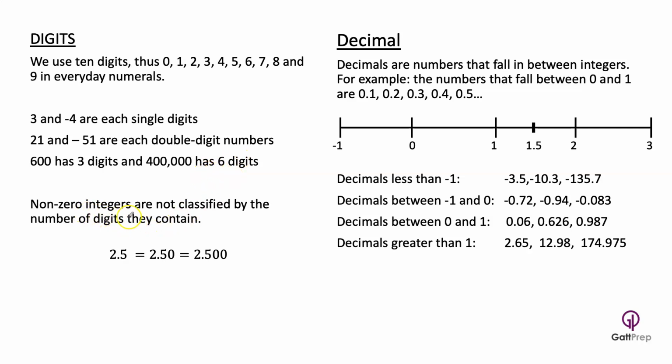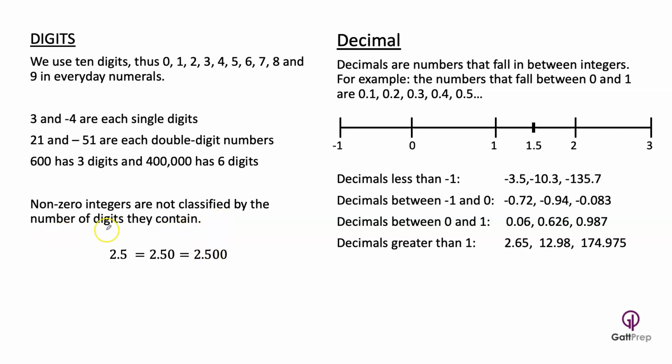Now, non-zero integers are not classified by the number of digits they contain. Since you can always add any number of zeros at the end on the right side of the decimal point, if you have 2.5, you can add 1 zero, it becomes 2.50. You can add 2 zeros, it becomes 2.500. They are the same number. And so we do not classify non-zero integers by the number of digits they contain.